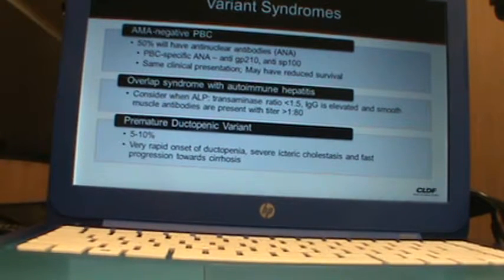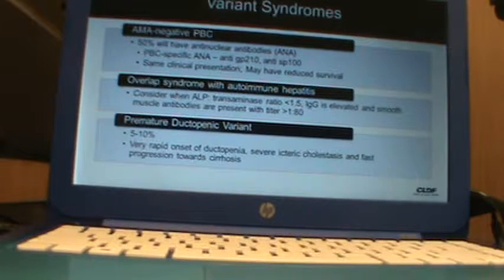There is, as I mentioned, the AMA negative PBC. 50% of these people will have anti-nuclear antibodies, and they may even have PBC-specific antibodies to ANA with anti-GP210 and anti-SP100. They have usually the same clinical presentation. They may have a reduced survival.